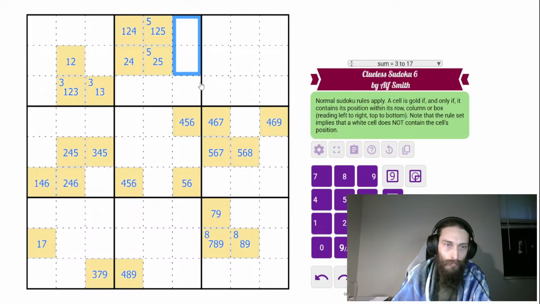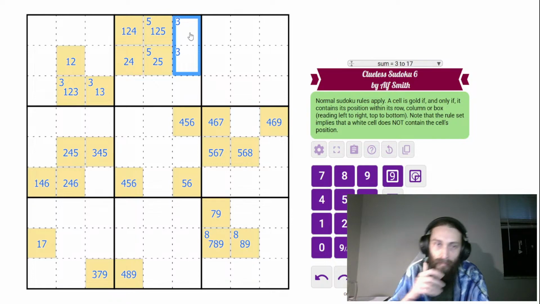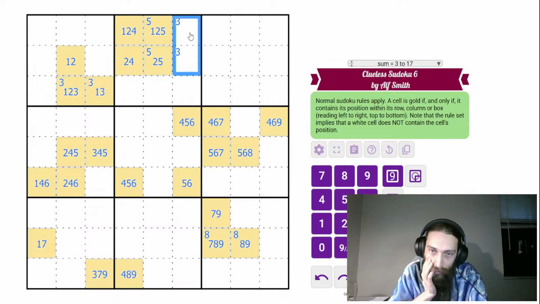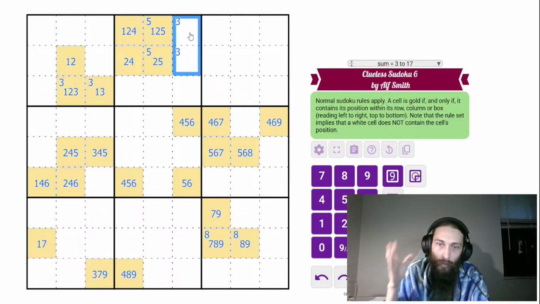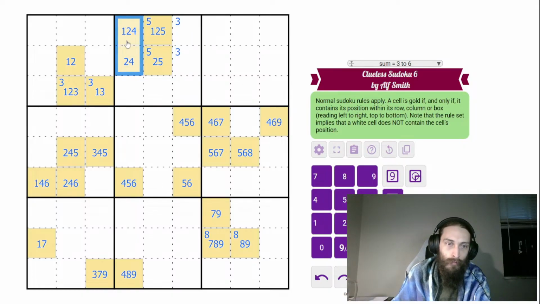The white square does not contain the cell's position. So 3 cannot be in... Oh, never mind. I was thinking 3 in the box. Yeah. I just wanted to make sure that that wasn't part of the rules, but I think it's just corresponding to the row, column, or box number. Never mind. It can almost be placed.